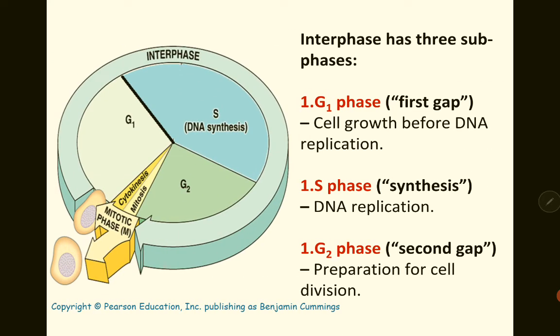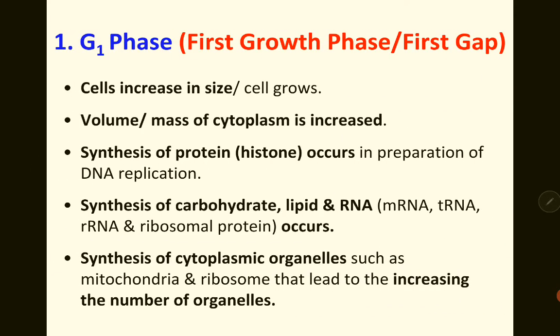Now the details of interphase: the G1 phase, S phase, and also the G2 phase. First we look at the first growth phase, or first gap, which is known as the G1 phase. During this phase, the cell prepares itself. How do they prepare themselves? They increase in size. From a small cell, they grow into a big cell. So how do they grow into a big cell?